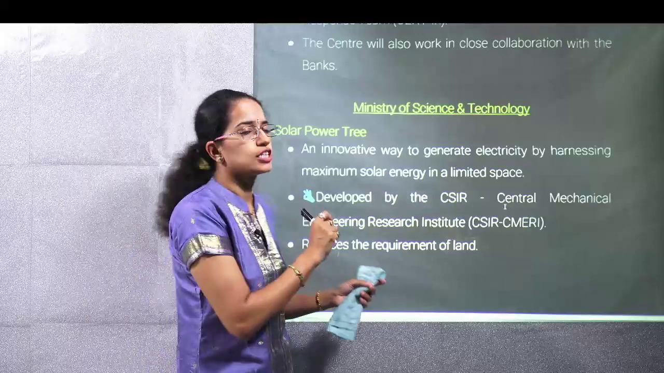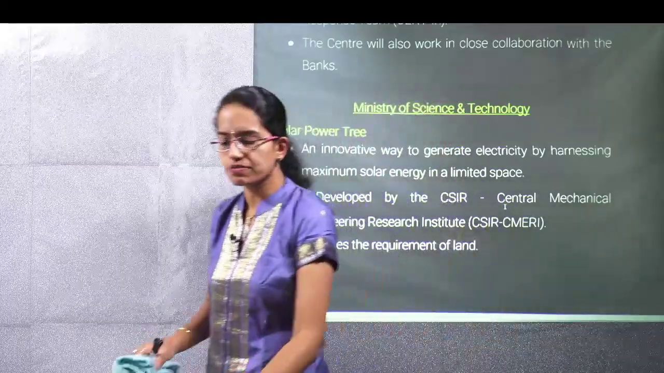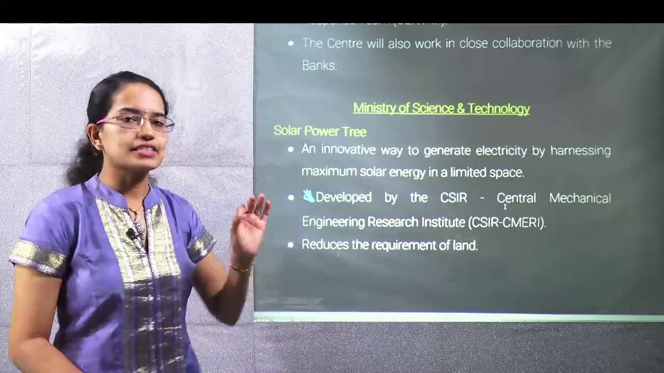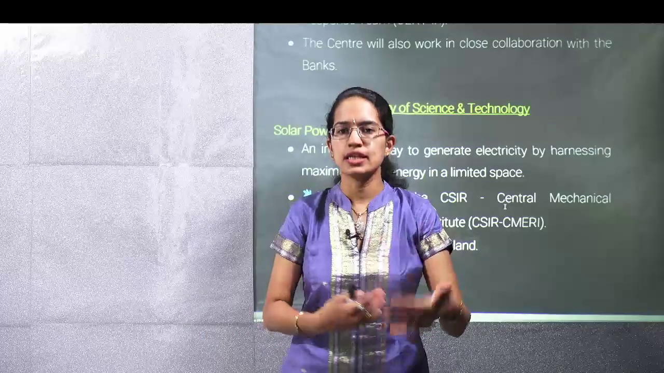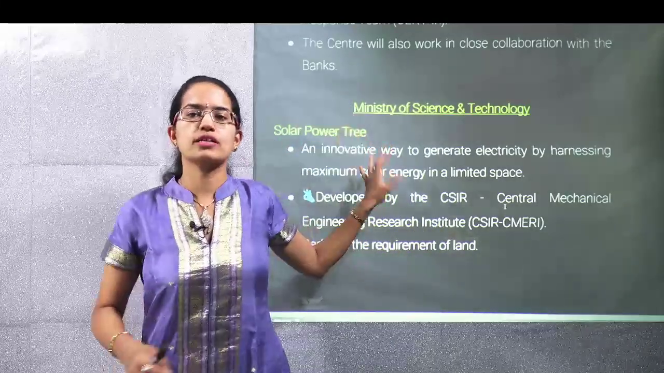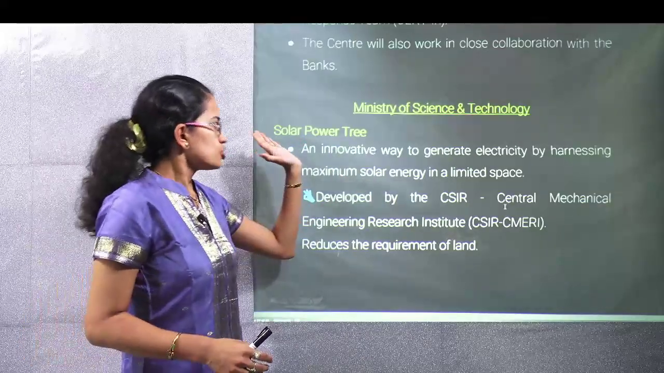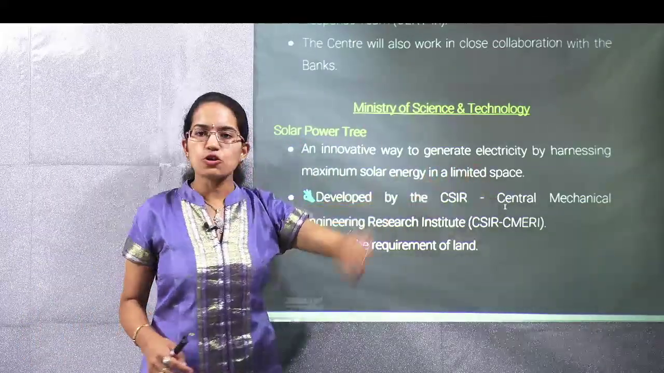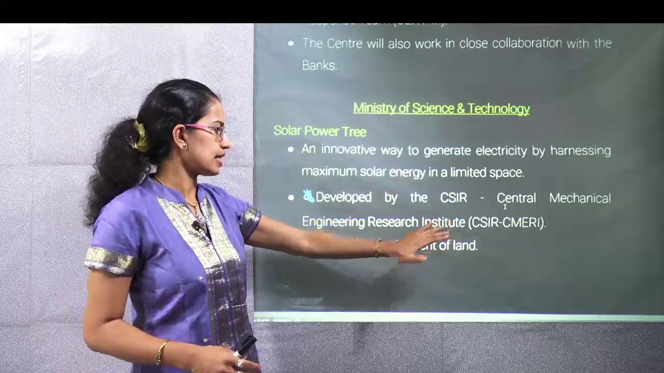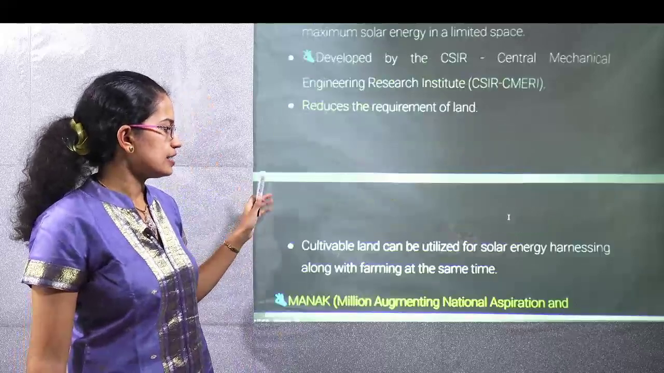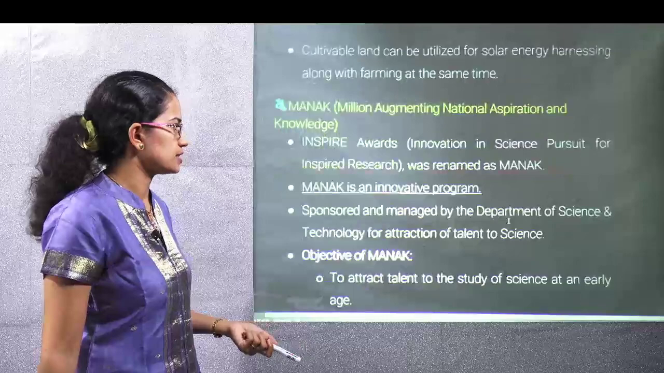The next is the Ministry of Science and Technology. Now here you would have the major words where many of the students will get confused, and this is the section I was initially talking about. So you would have Manak, Nidhi and all those schemes that will fall under the Ministry of Science and Technology. The first scheme here is Solar Power Tree. Now this is an innovative way to generate electricity. This has been developed by CSIR, and the basic key aspect here is that we require land to develop a project like this.